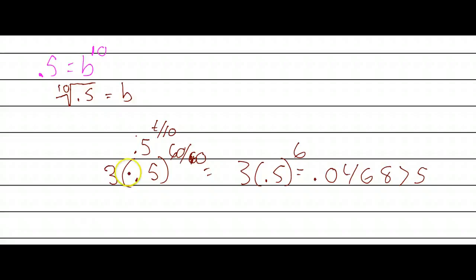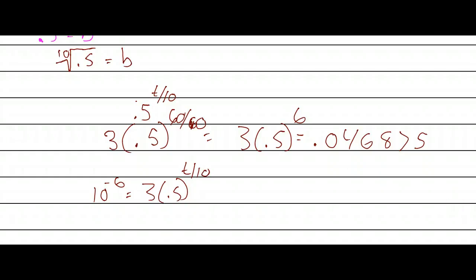When will the amount remaining be 1 microgram? So you want this to be 10 to the negative 6. So 3 times 0.5 to the t over 10th power. Again, you're just doing math. Divide both sides by 3. So you have 10 to the negative 6th power divided by 3 is equal to 0.5 to the t over 10th power. Raise this to the 10th power.